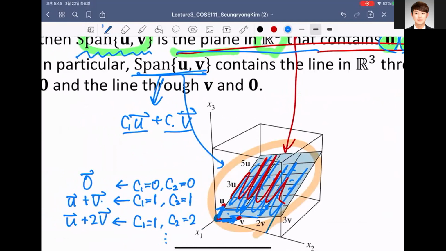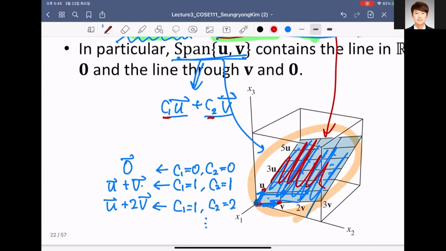아, 여기서는 그냥 c2 할까? 그렇죠? c2 v, right? Then in this case, c1 and c2 can be any kind of value. For example, c1 is equal to 0, c2 is equal to 0, or c1 is equal to 1, c2 is equal to 1, or c1 is equal to 0.1, c2 is equal to 1.2, looks like this, right? Then we can select the point that can be represented by u and v. Then if we consider the whole set of points, the linear combination of u and v, which is going to be a plane, right? That's the vector that can be represented by vector u and vector v. That's the definition of the span of u and v.